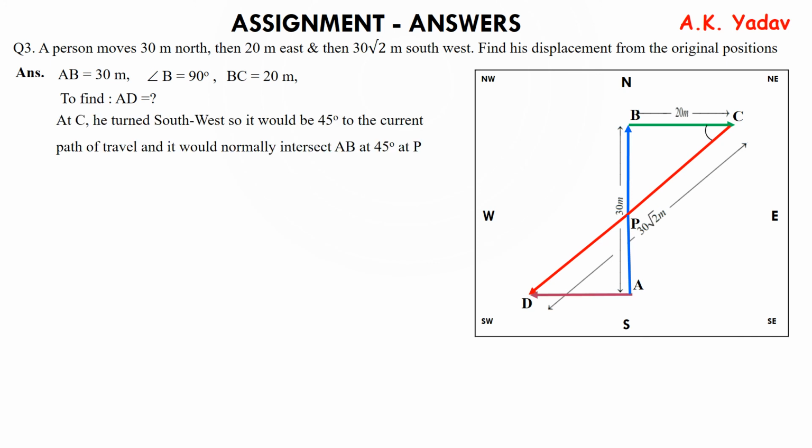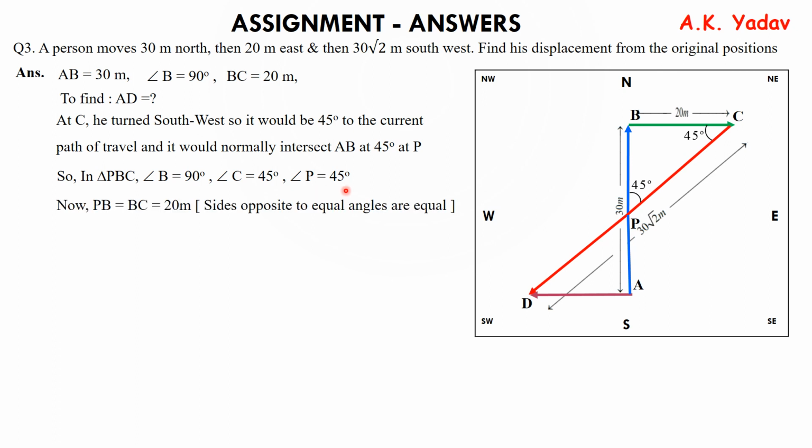Yes, this blinking AD. Now at C, he turned southwest. So it would be 45° to the current path of travel, and it would normally intersect AB at 45° at P. In simple terms, north and east are perpendicular to each other. That means northeast is at 45°. Now in triangle PBC, angle B is 90°, angle C is 45°, angle P is 45°. So we can say PB is equal to BC is equal to 20 meter, as sides opposite to equal angles are equal.